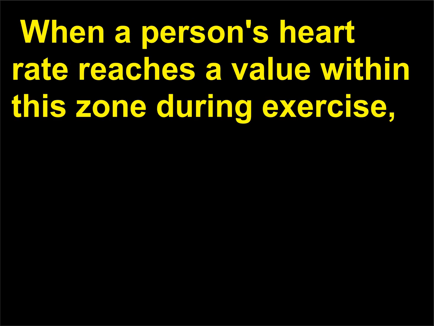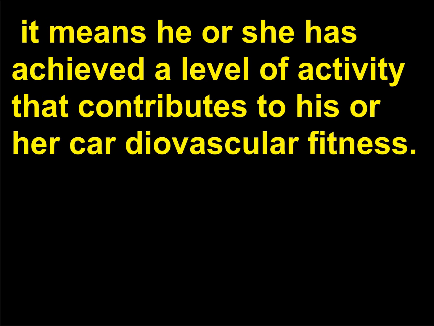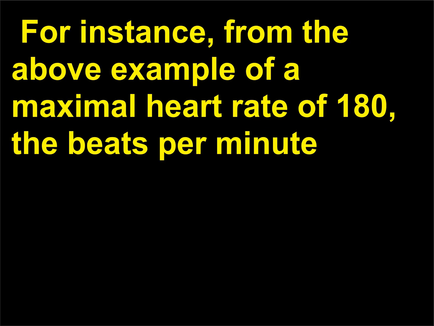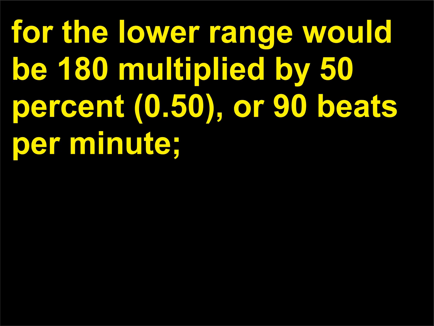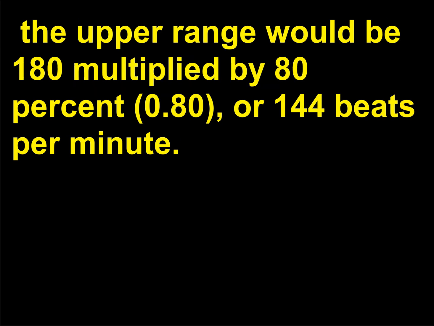When a person's heart rate reaches a value within this zone during exercise, it means he or she has achieved a level of activity that contributes to his or her cardiovascular fitness. For instance, from the above example of a maximal heart rate of 180, the beats per minute for the lower range would be 180 multiplied by 50%, 0.50, or 90 beats per minute. The upper range would be 180 multiplied by 80%, 0.80, or 144 beats per minute.